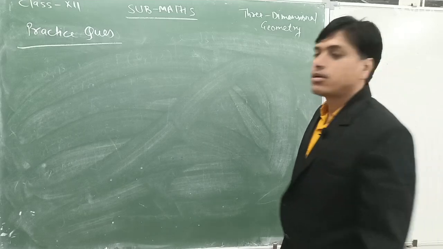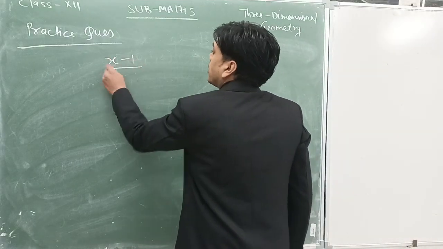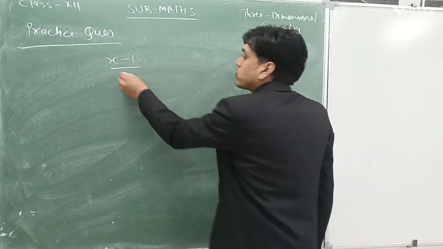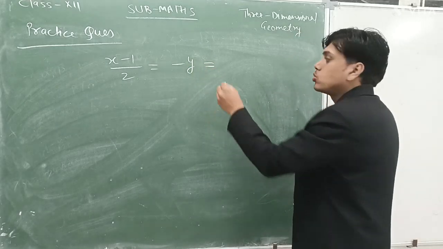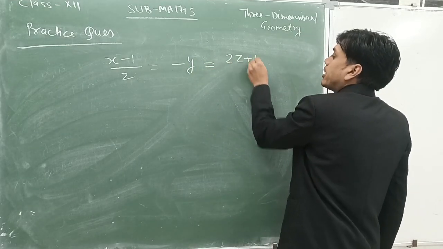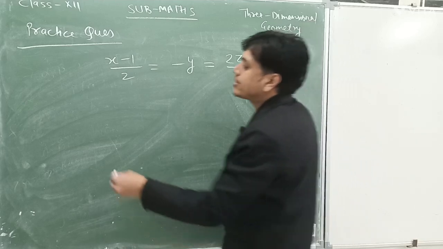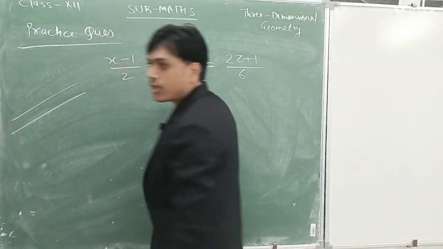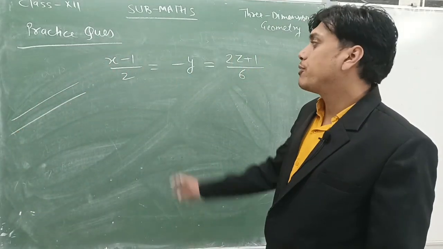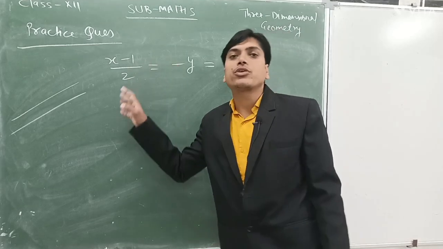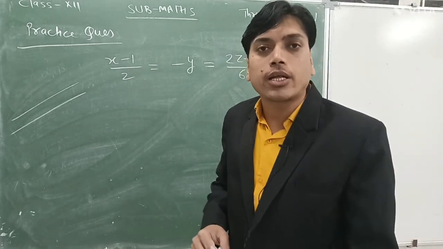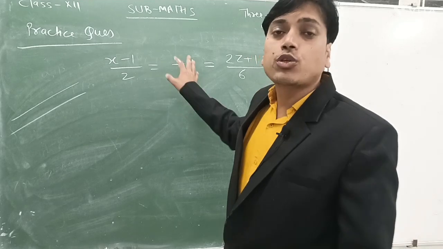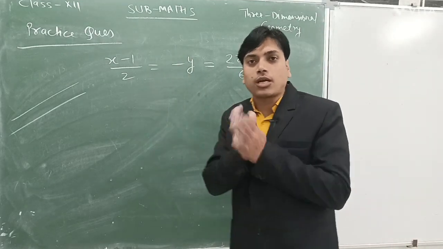So the next question is: direction ratios of a vector parallel to the line. Suppose a line equation is given: x minus 1 by 2 is equal to minus y is equal to 2z plus 1 by 6. Whenever two lines are parallel, it means their direction ratios are equal but points are different. If we want to find out the direction ratios of a line which is parallel to the given line, first of all we have to find out the direction ratios of the given line.